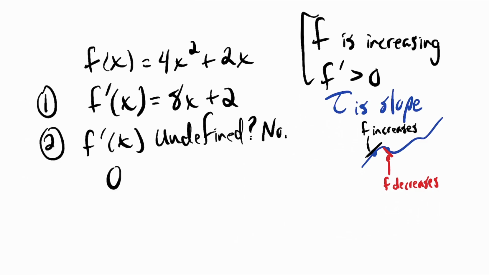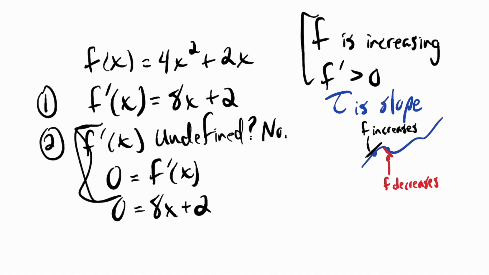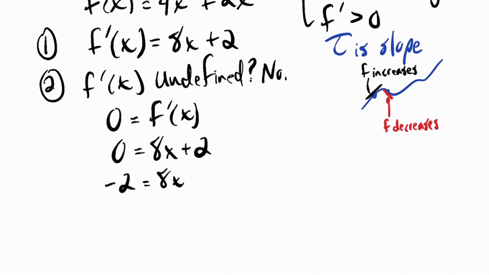So now I'm going to look for where the derivative is 0. I need to solve this equation. So 0 equals 8x plus 2. And you'll notice I'm not calling this step 3. These two, looking for where the derivative is undefined and looking for where the derivative is 0, are really both step 2. It's two phases of step 2. So to solve this equation, I can subtract 2 on both sides. And then I can divide by 8. Of course, 2 over 8 is 1 over 4, so that reduces to negative 1/4.